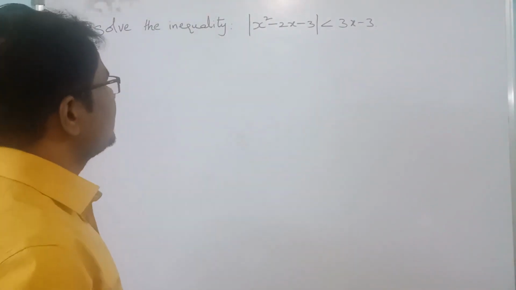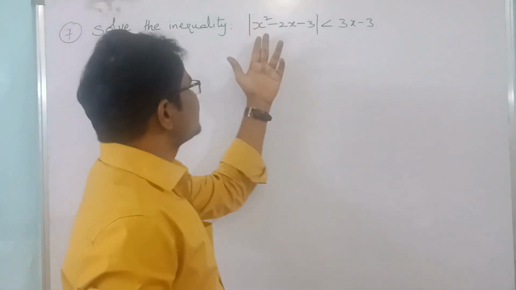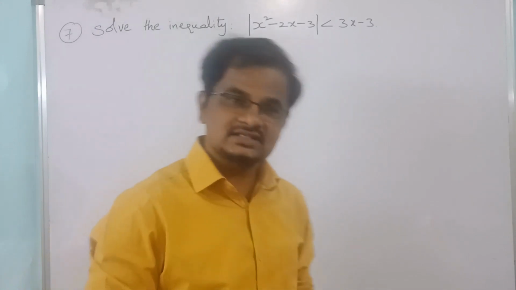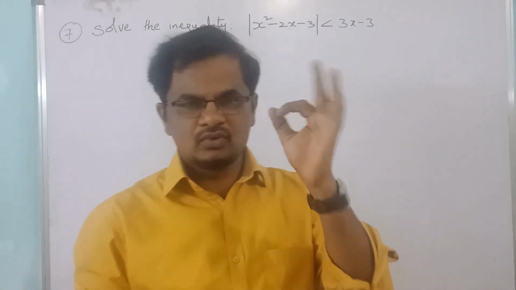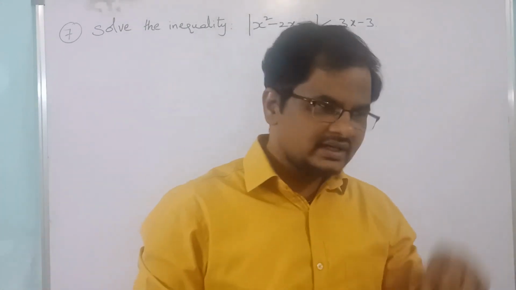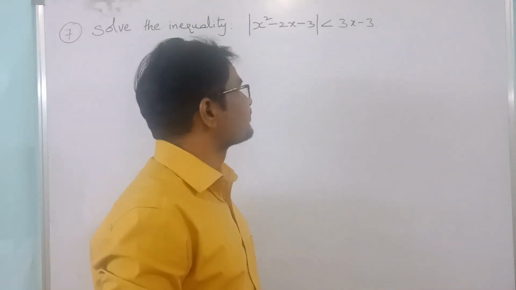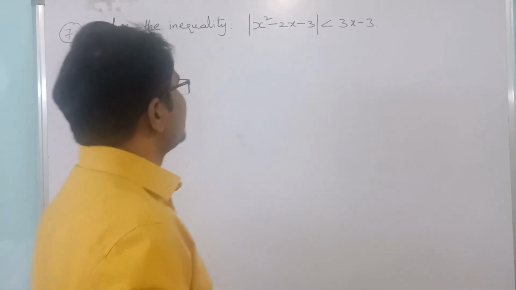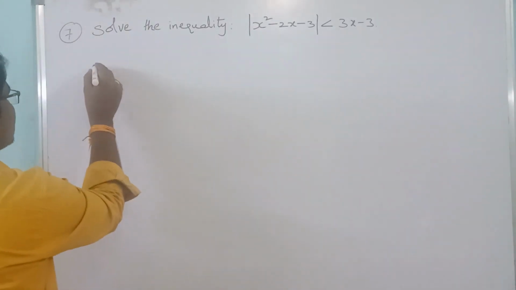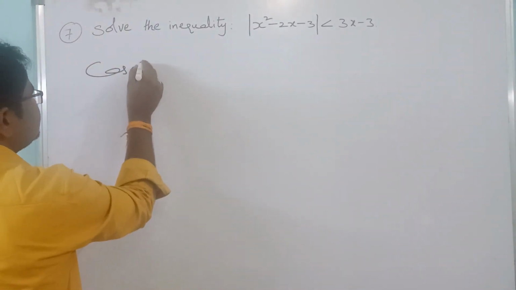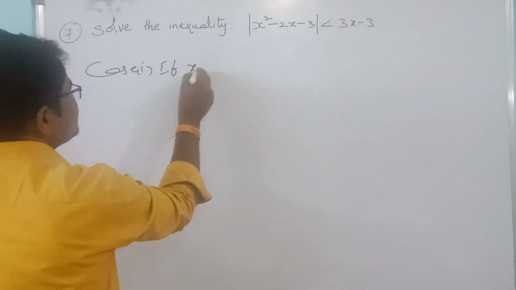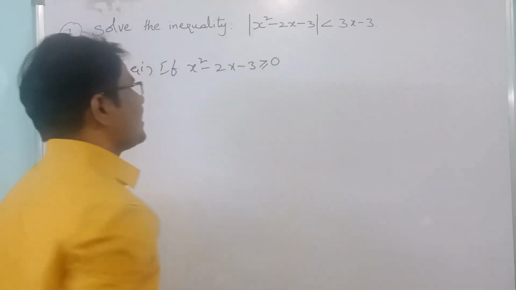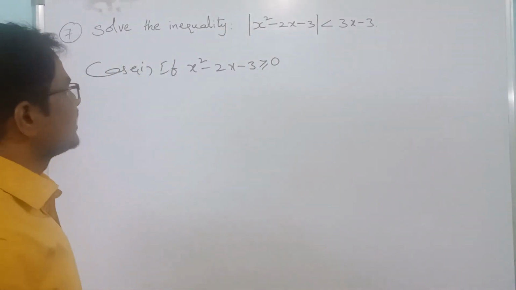Solve the inequality. Modulus of x square minus 2x minus 3 less than 3x minus 3. This is also a most important problem and easy also if you observe carefully. So like the previous problem only, but inequality they given. So here also there are two cases. First case is if x square minus 2x minus 3 greater than or equal to 0 we have to take.